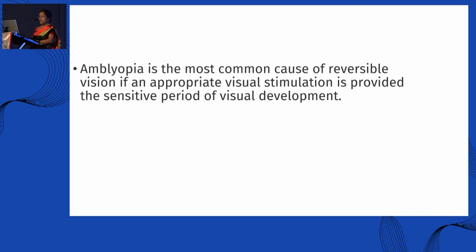So amblyopia is the most common cause of reversible vision loss, if appropriate visual stimulation is provided during the sensitive period of visual development. I am highlighting this: it is a reversible vision loss, and the appropriate visual stimulation should be done during the sensitive period. So that's why we should not miss it.